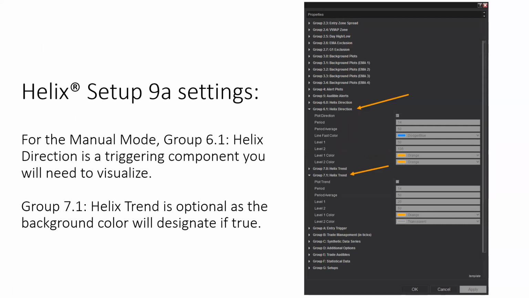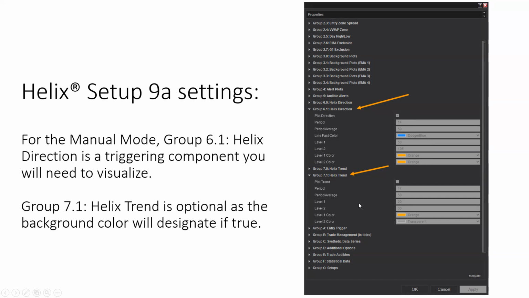For the manual mode, group 6.1, as I alluded to a second ago, this is when you open it up. This is when you'll want to plot for the manual mode, because you will need this component to visualize it. And I'll show you in the picture here in just a minute. I would go with all the defaults that are designed for that reason. So this one here is optional. Lloyd does like to have it plotted.